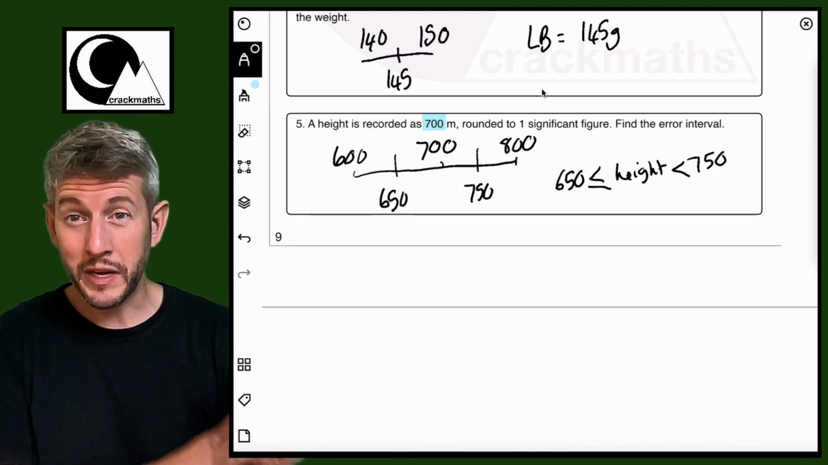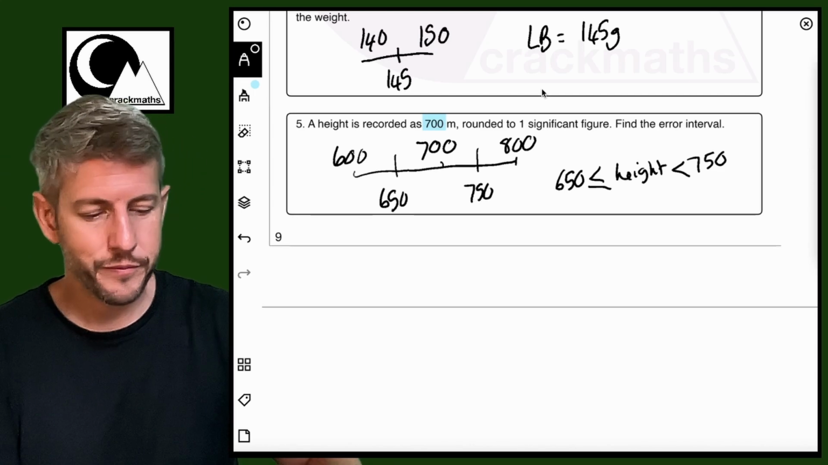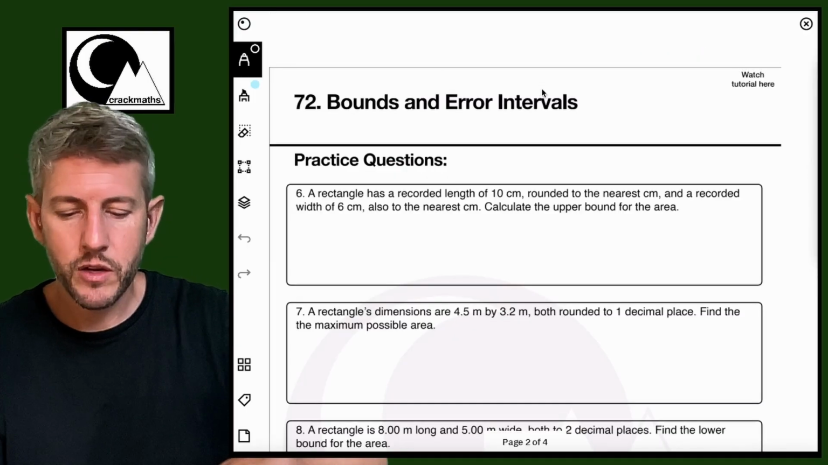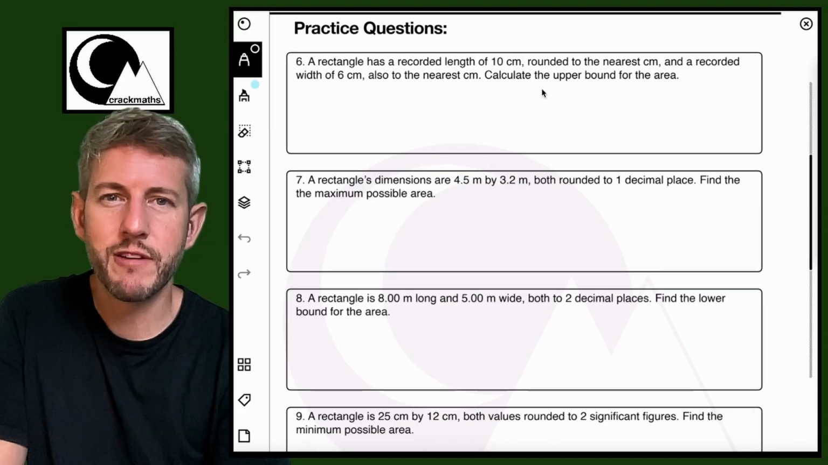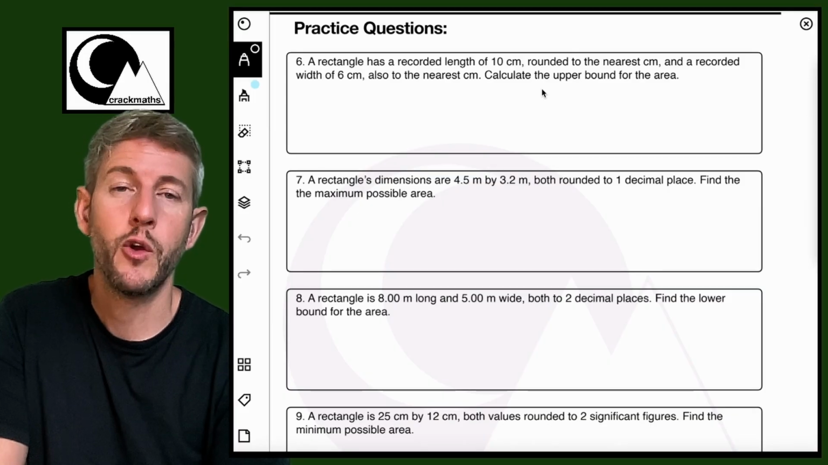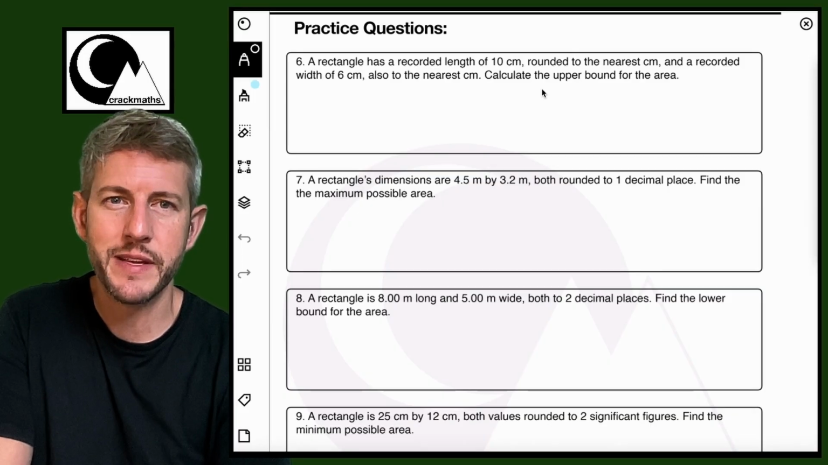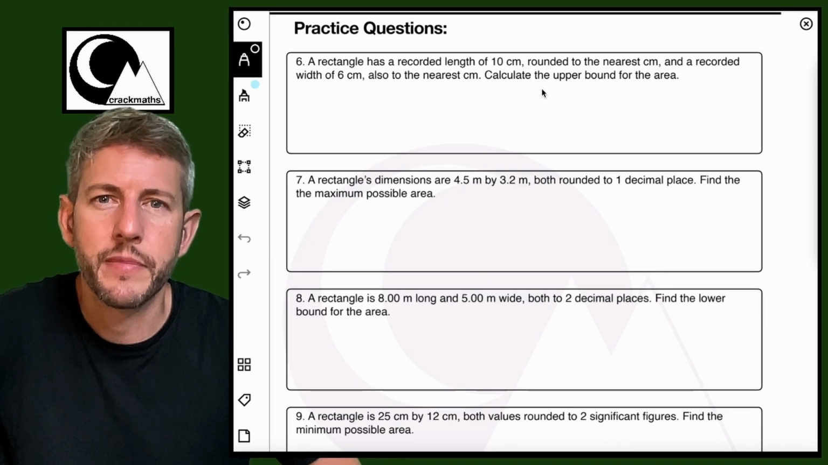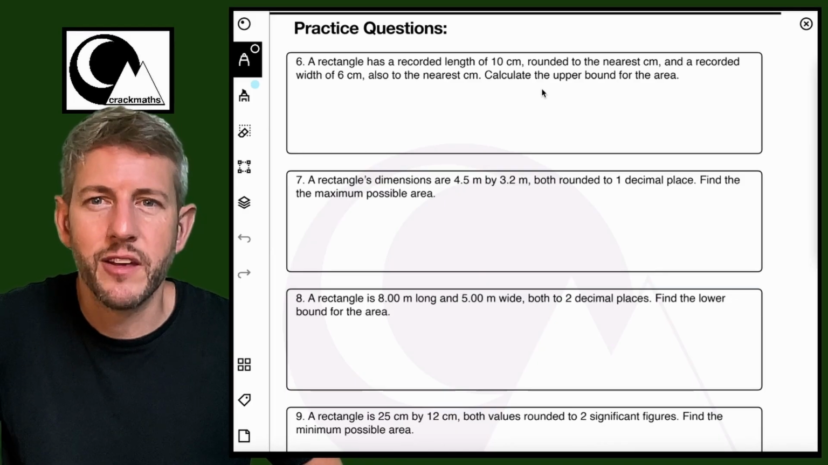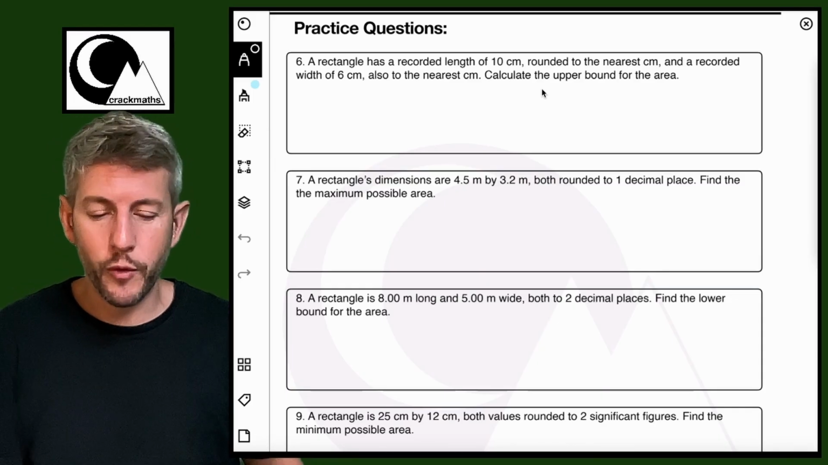So we don't want to include that in the error interval. Okay, right. Question 6. A rectangle has a recorded length of 10 centimetres rounded to the nearest centimetre and a recorded width of 6 centimetres, also to the nearest centimetre. Calculate the upper bound for the area.